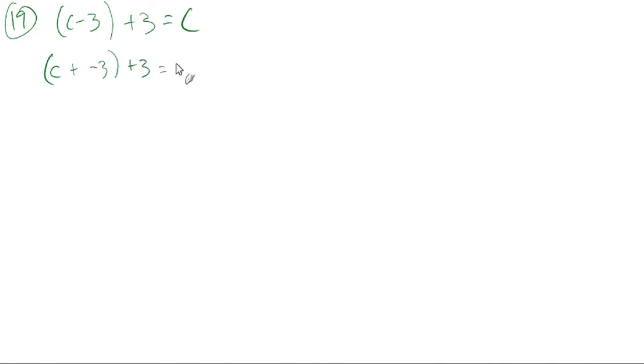Let's do another. 19. Why not 19? So we want to prove that c minus 3 plus 3 is equal to c. Okay, so let's call this c plus negative 3 equals, oh, we don't need to write that. What's our justification for doing what we've just done? We could call that definition of subtraction, addition of the opposite.